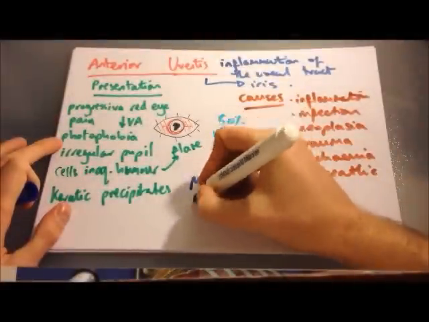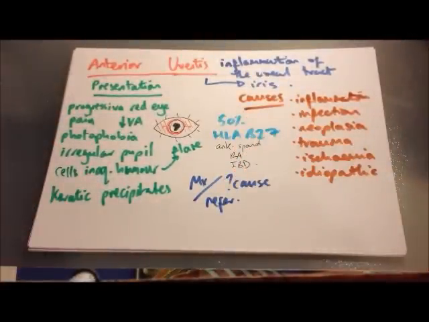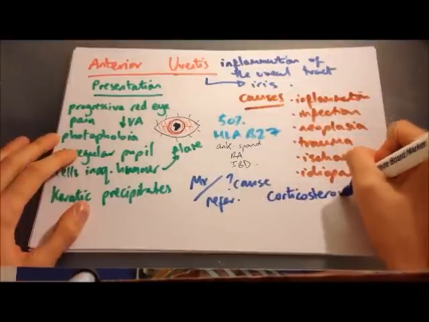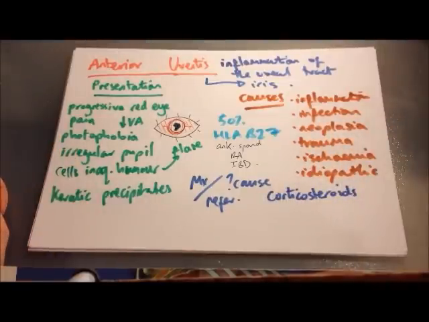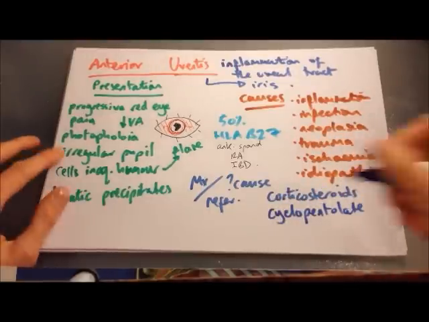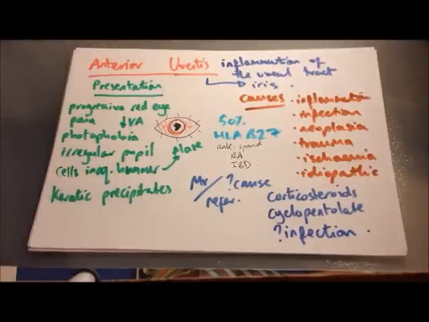And moving on to how to manage the condition, obviously you're going to want to think about the cause of it if they have any association with the HLA-B27 and other conditions, so think about them. You're going to refer to ophthalmology immediately, and they're going to be given corticosteroids and cyclopentolate, which is a cycloplegic mydriatic, so it paralyses the ciliary body and reduces some of the pain from that. And you want to think about some of the other causes as well, so is there any infection present? And if there is, treat them with antimicrobials depending on what's causing the infection.